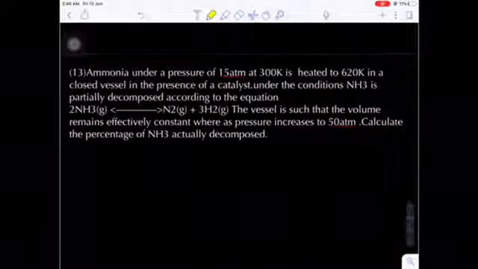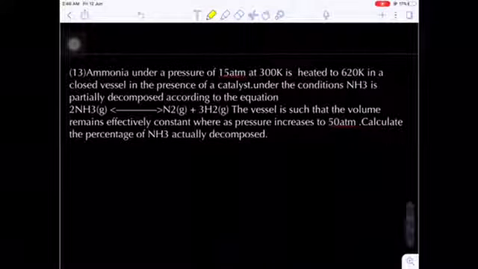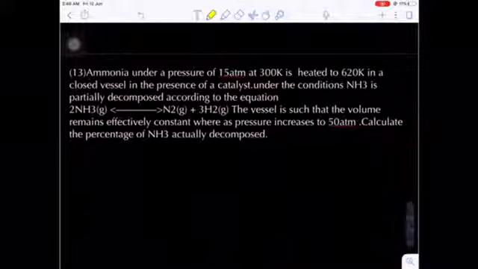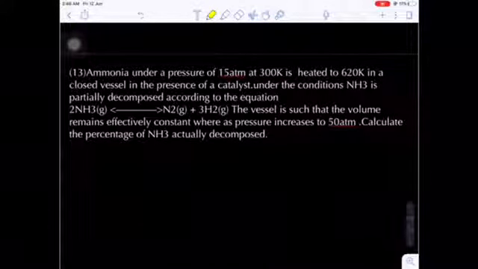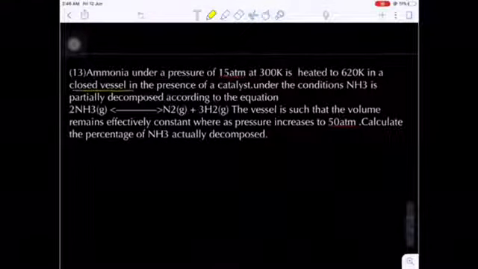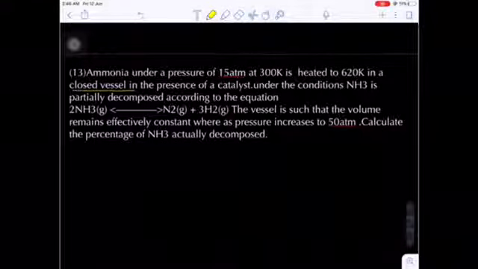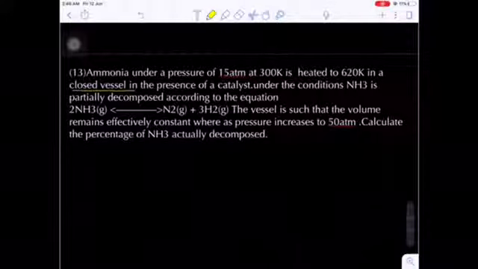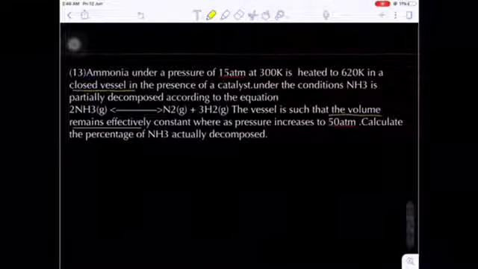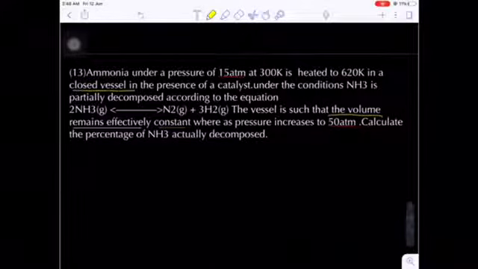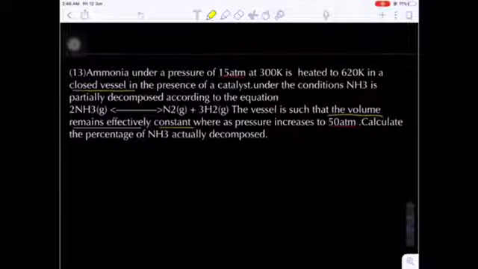Now come to question number 13. In question number 13, ammonia is under a pressure of 15 atm at 300 Kelvin temperature. Now it is heated to 600 Kelvin in a closed container. Remember, here the volume of the vessel is constant, because it is a closed container. Already the information at last is given that volume remains constant.